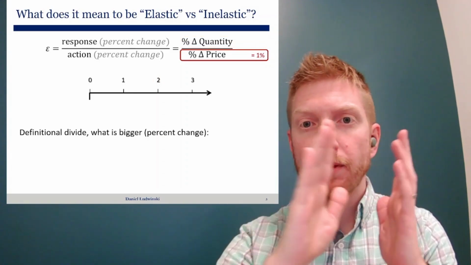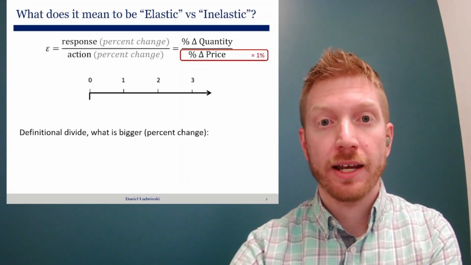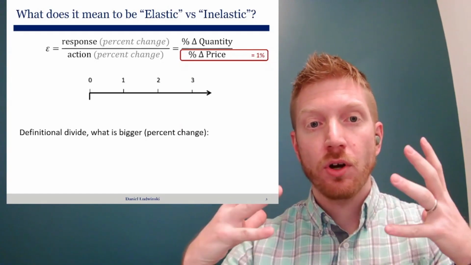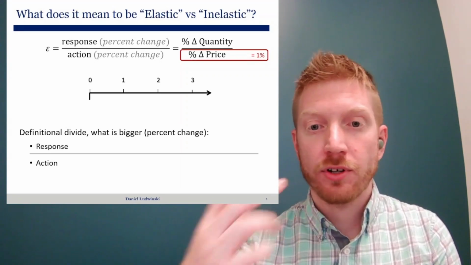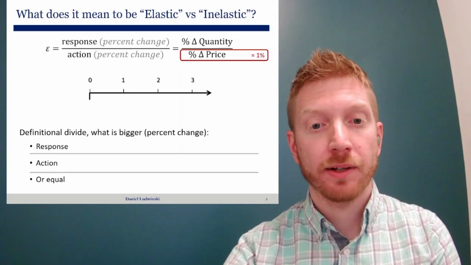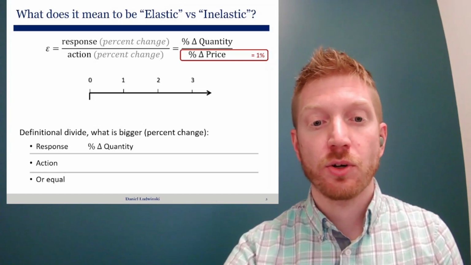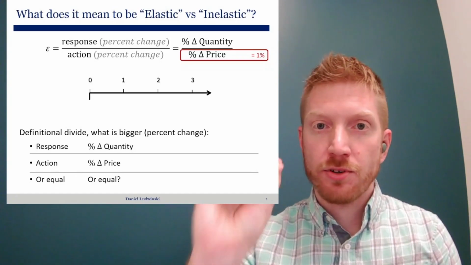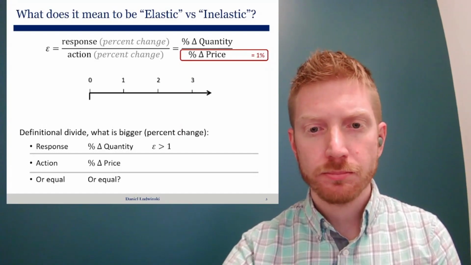So when we're thinking of what it means to be elastic versus inelastic, there is going to be a number that definitionally divides. And this is depending on the question of which is bigger, the response or the action. Again, we're talking about percent changes. And with our main application for the price elasticity of demand, we're talking about the percentage change in quantity divided by the percentage change in price. And so we're asking, is the percentage change in quantity bigger or is the percentage change in price bigger?